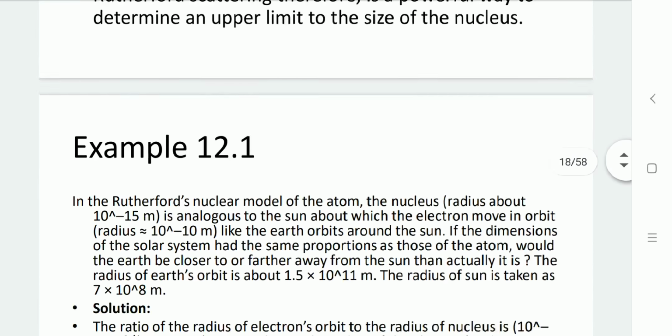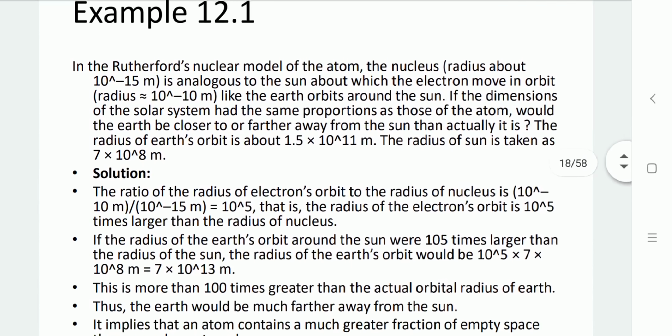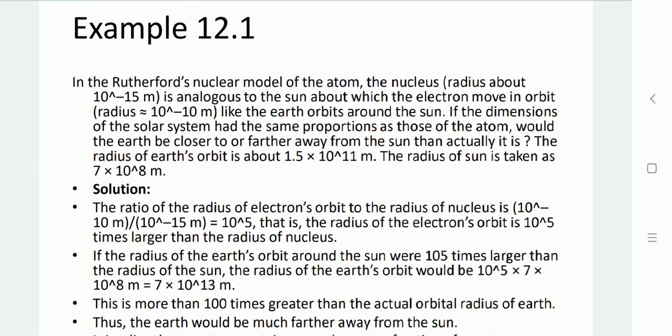Clear? Let us go through an example regarding the same. In Rutherford's nuclear model of the atom, the nucleus having a radius of 10 raised to minus 15 meter is analogous to the sun, about which the electron moves in orbit. That orbital path is 10 raised to minus 10 meter, like the earth orbits around the sun. If the dimensions of the solar system had the same properties as those of the atom, would the earth be closer to or farther away from the sun?